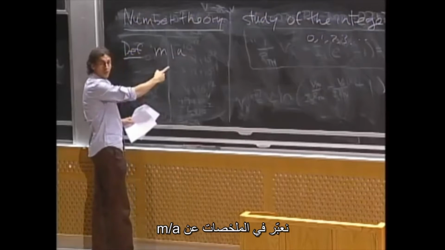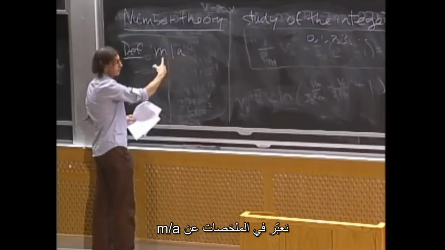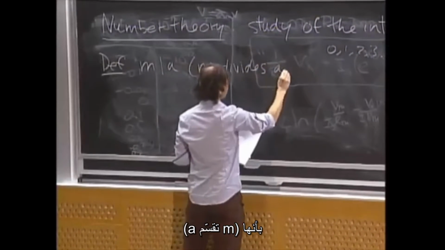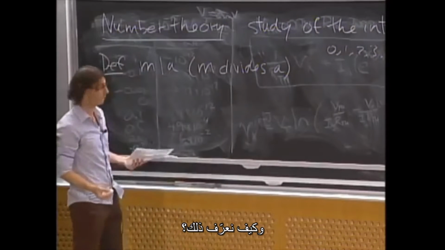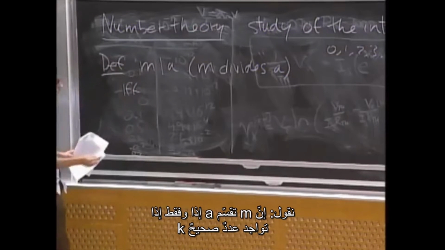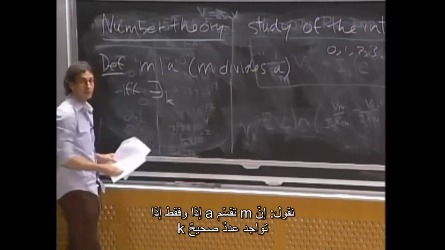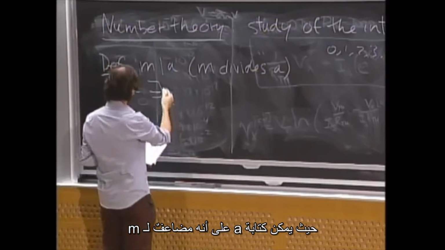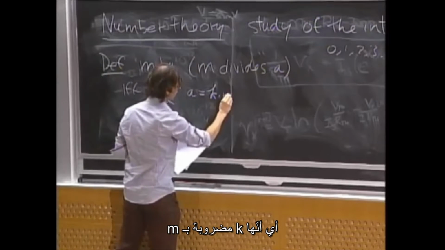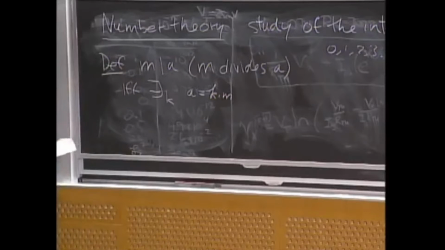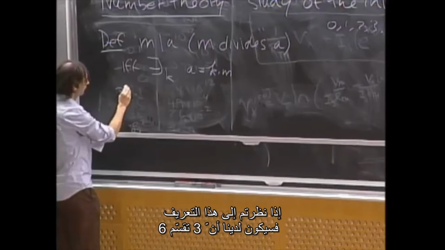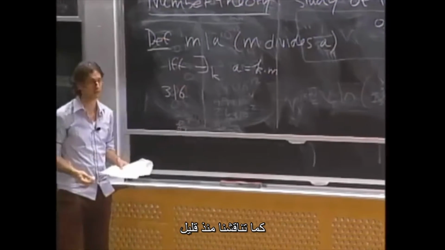We denote by M | A that M divides A. And how do we define this? Well, we say that M divides A if and only if there exists an integer k such that A can be written as a multiple of M, namely k times M. So, if you look at this definition, we, for example, have that 3 divides 6, like what we just discussed.